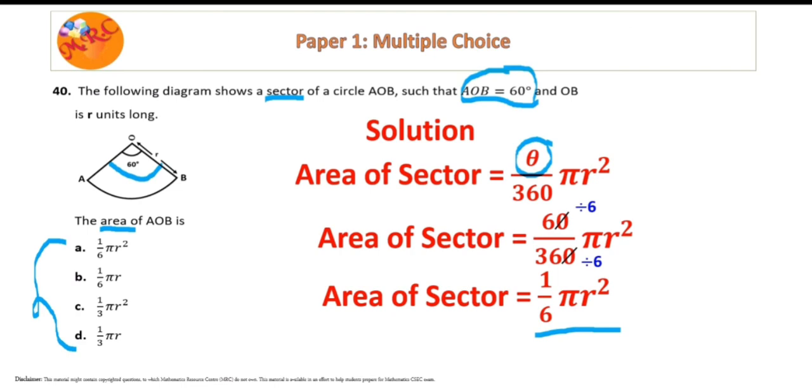So now I'm at this point. Do I need to work anything out with the pi and the r squared? No, because over here they haven't given an exact value, right? So we're going to stop there. Look for our answer: 1/6 pi r squared. That's A. And we're finished.